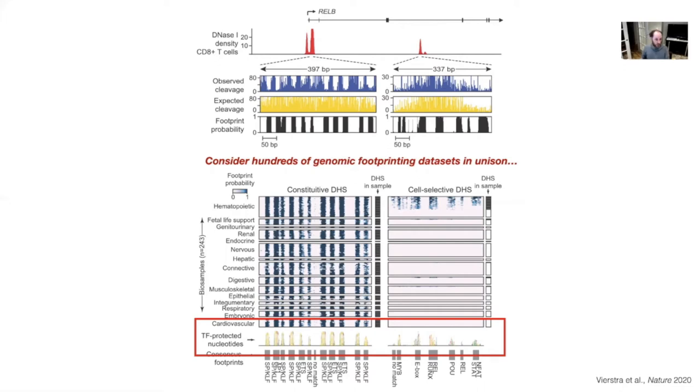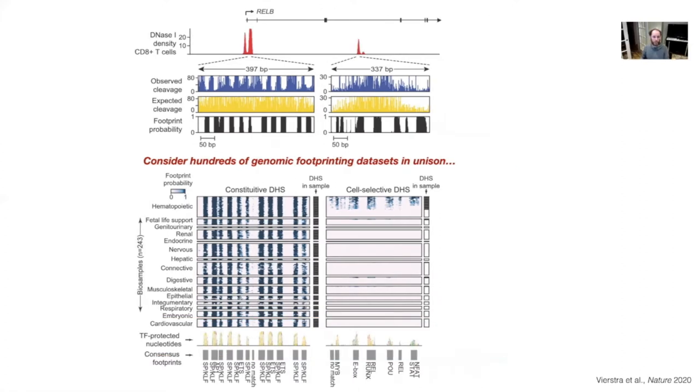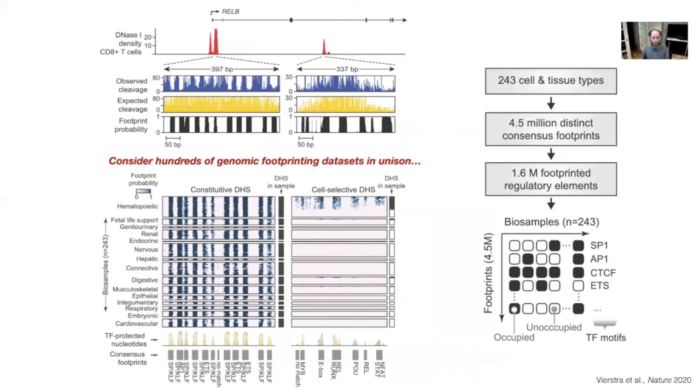Now, what we wanted to do was build this reference set of TF-occupied DNA. So what we did here is we applied the same consensus approach described by Wouter that he used to build the DHS index. We collated the overlapping footprint regions across individual data sets into a nucleotide resolution consensus footprint map. We applied this approach to all DHSs detected in one or more of the 243 data sets in this study.